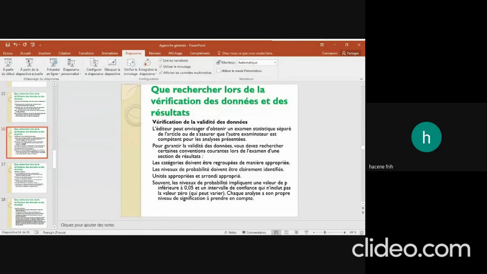Categories should be grouped appropriately. Probability levels must be clearly identified. Use appropriate units and proper rounding. Often the probability level implies a p-value less than 0.05 and a confidence interval that does not include the zero value. Each analysis has its own level of significance to consider.